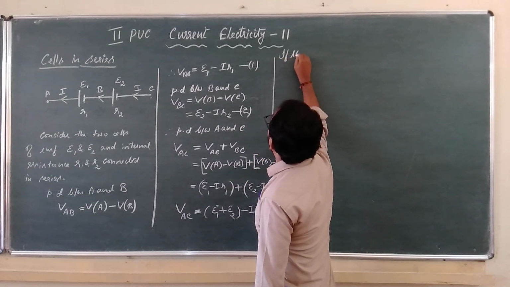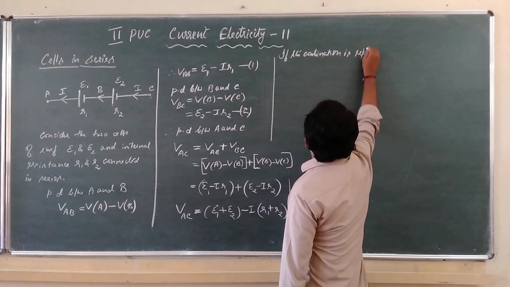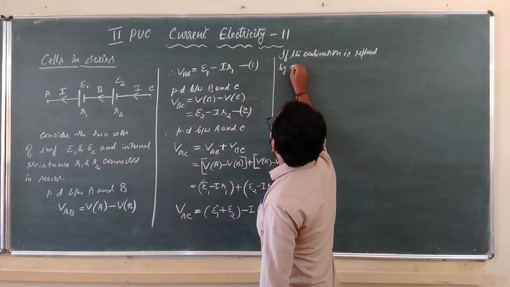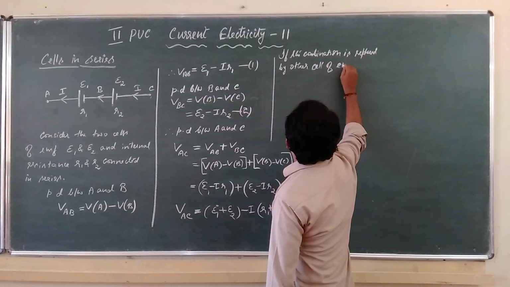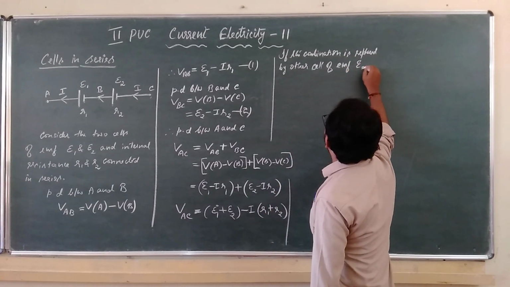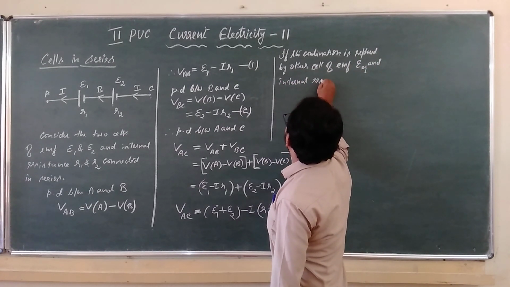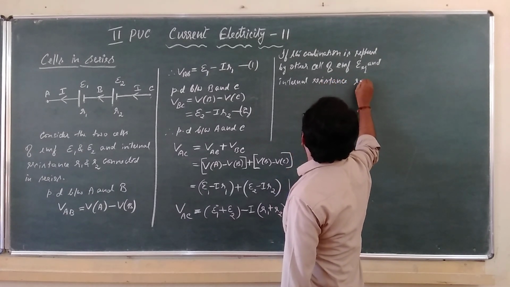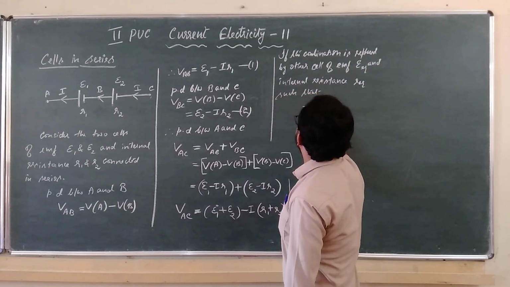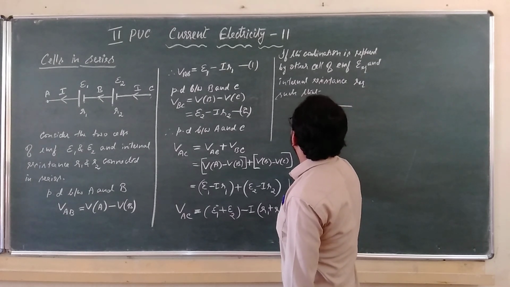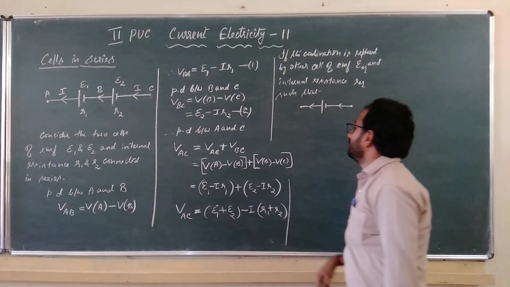Now if the combination is replaced by other cell of EMF equivalent and internal resistance equivalent, such that it also supplies the same amount of current as the combination does when the combination is connected across the external circuit.